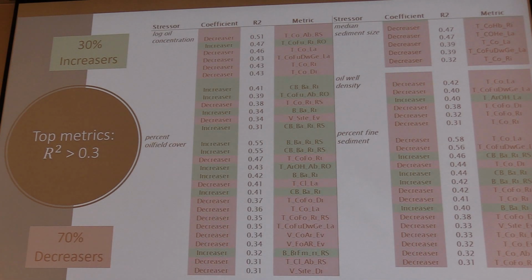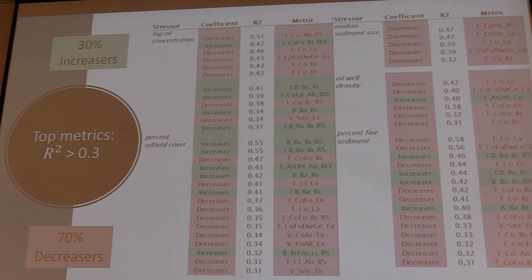I don't expect you to be able to read or see any of this chart all on the right side. It's just for illustrative purposes. So the red in general means decreasers, meaning with increasing stress, we saw a decrease in our biotic metrics. And the green would be the opposite. So with increasing stress, there was an increase in the biotic metrics.